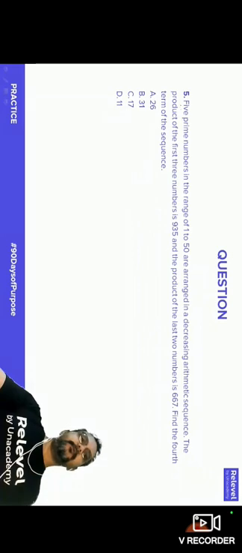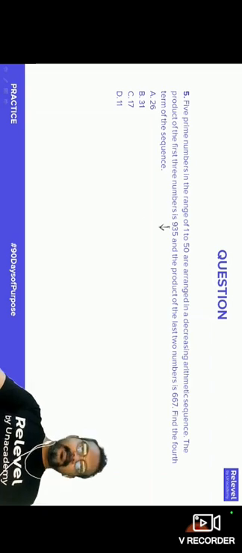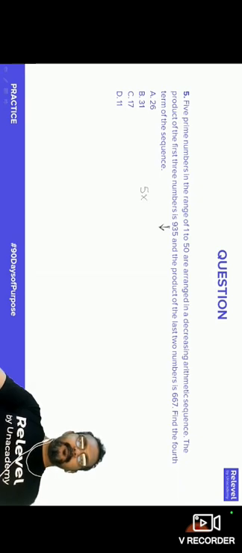Next number, number 5. 5 prime numbers in the range of 1 to 50 are arranged in a decreasing arithmetic sequence. The product of the first 3 numbers is 935. So let us factorize. What number is multiplied to give you 935? So 5 times 187, which is 17 times 11. So 187 has factors 17 and 11, and 5 is the other prime. So the primes that we have got are 5, 11 and 17.